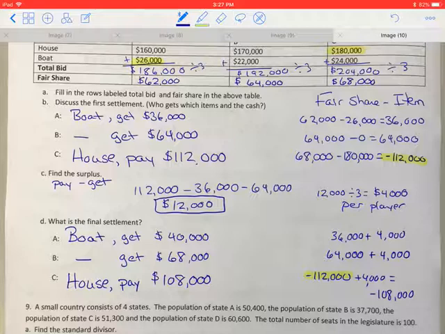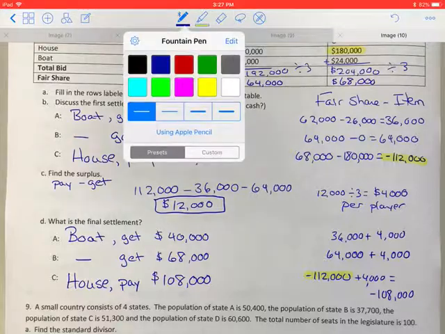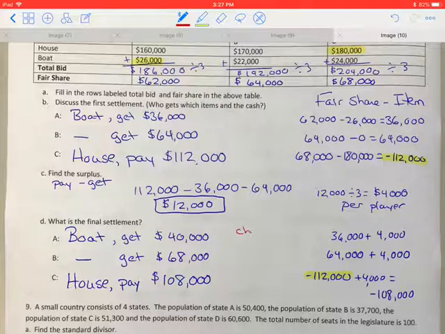Now remember your check. When you do your check, your gets should equal your pay. So you've got 40,000 plus 68,000, and that should equal this number, which is 108,000. It does check out, so that way you know you did the problem correctly.